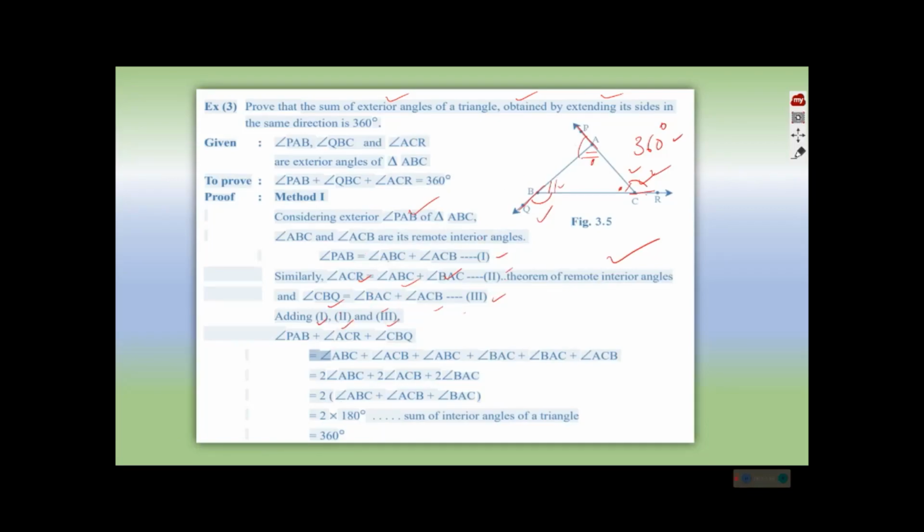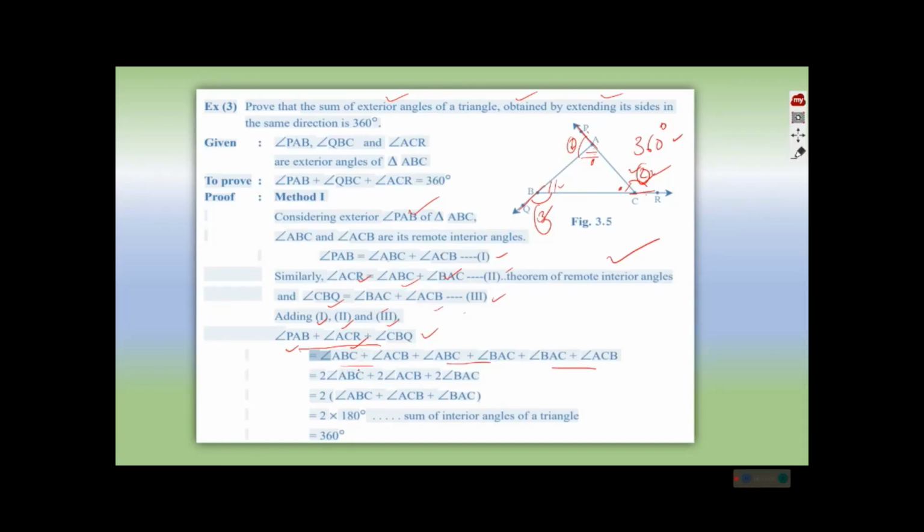That means we will add the three exterior angles. What are they? PAB, ACR and CPQ. PAB 1, ACR 2, then you can write CPQ 3. ये तीनों हम ऐड किया तो क्या होगा? First, these two, and these two, remote interior angle, pair up there.